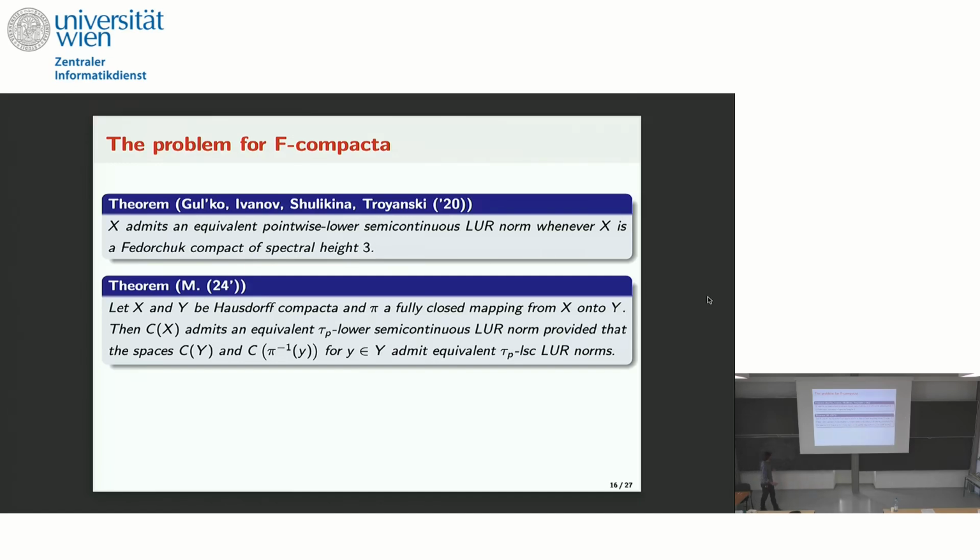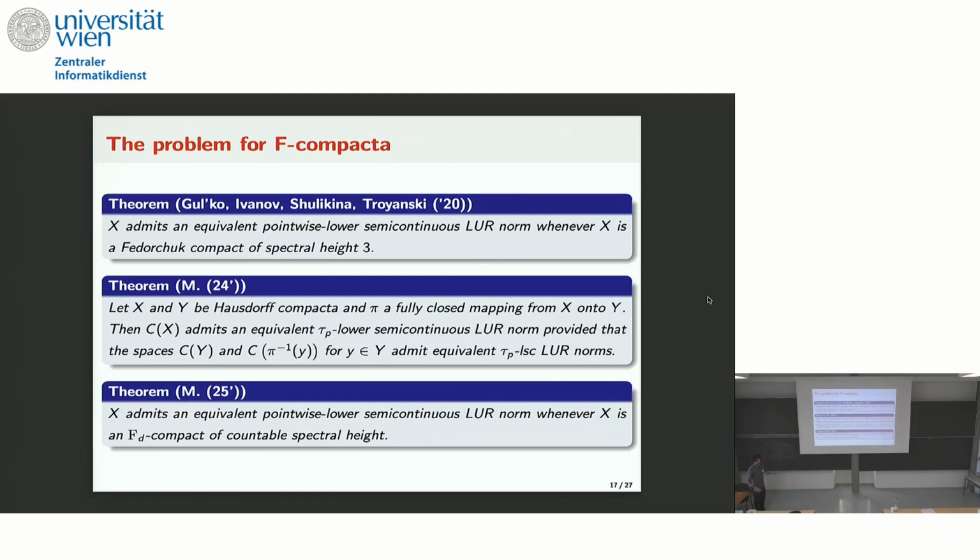It turned out that the metrizability is not needed. So to get LUR normability of C(X) when you have LUR normability of C(Y), you only need LUR normability of the spaces of continuous functions over the fibers. But this does not solve the problem for an infinite spectral height.